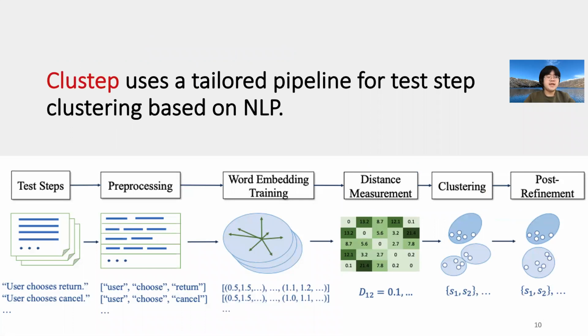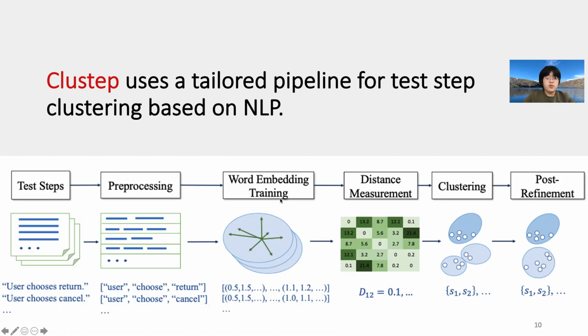To mitigate this, in ClassDep, we use a tailored pipeline for test step clustering. It's based on natural language processing, but tailored for our scenario. As an overview, our pipeline contains 6 stages. The first stage reads in the test steps. The second stage preprocesses this test step to form an ordered list of words.